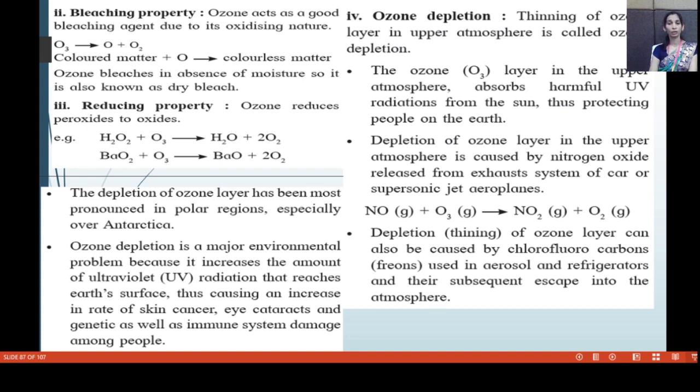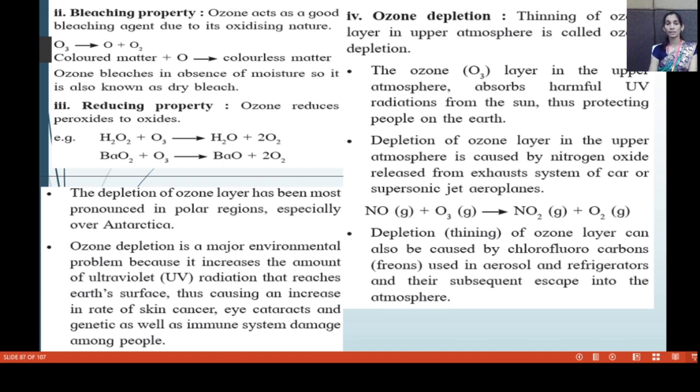Depletion, that means thinning of the ozone layer, can also be caused by chlorofluorocarbons, that means fluorocarbons, used in aerosols and refrigerators and their subsequent escape into the atmosphere. The depletion of the ozone layer has been most pronounced in the polar region, especially over Antarctica.